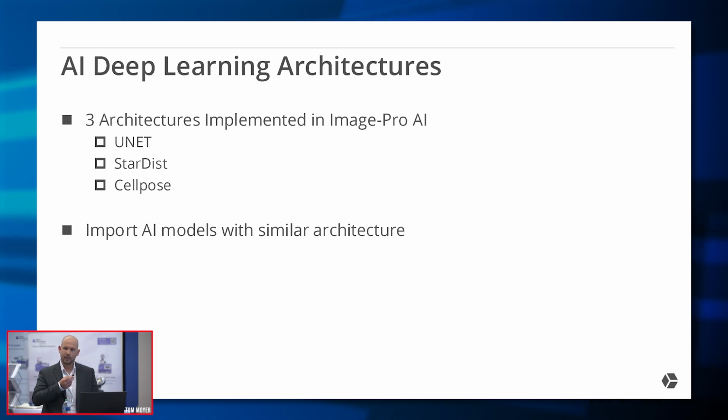We also give you the ability to import your own models. As long as they have a similar architecture to the UNet, StarDist, or Cellpose, you can import models that you may have already. And we've made this decision to include the 3 different architectures. Some software will implement one of these or 2 of these, but this complete collection allows you to perform analysis on just about any image and identify any feature within those images.